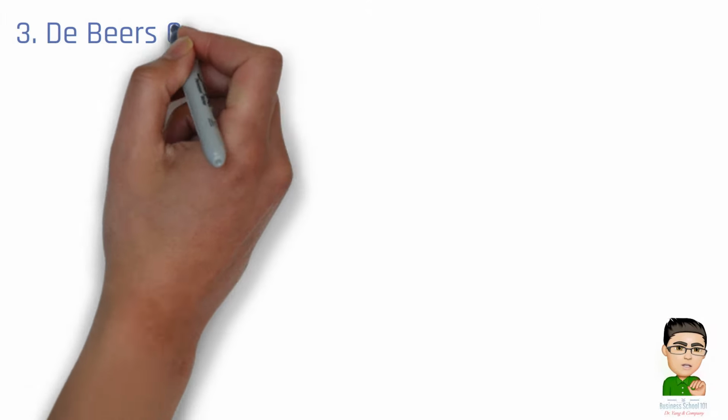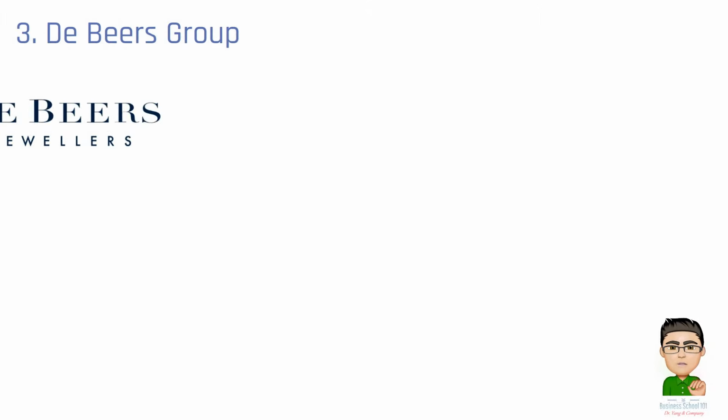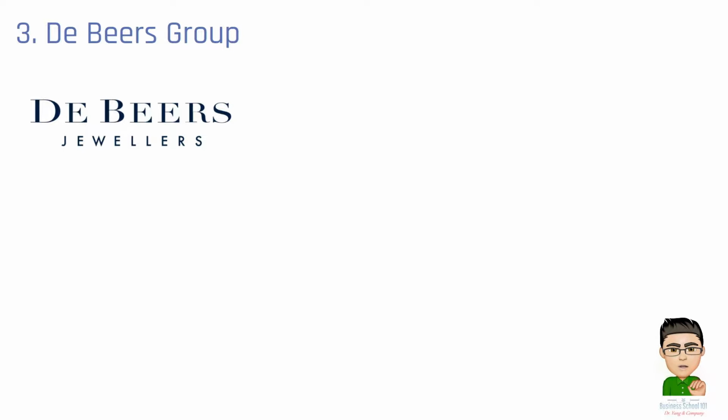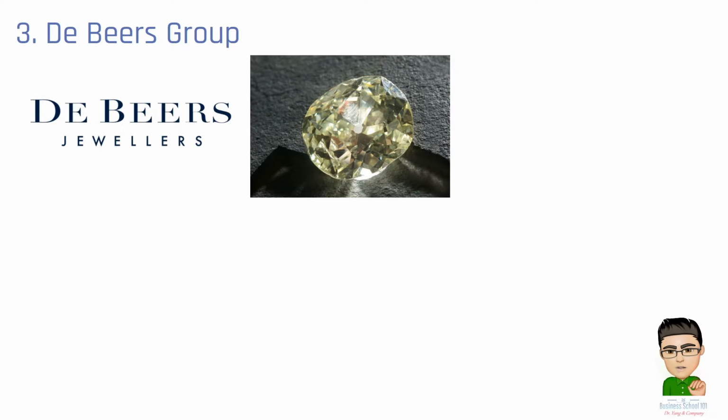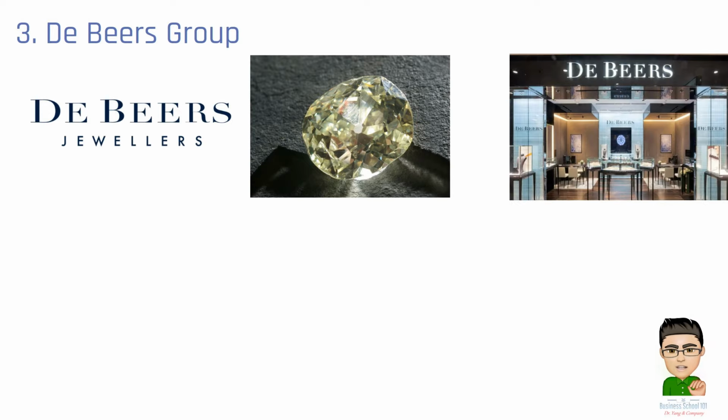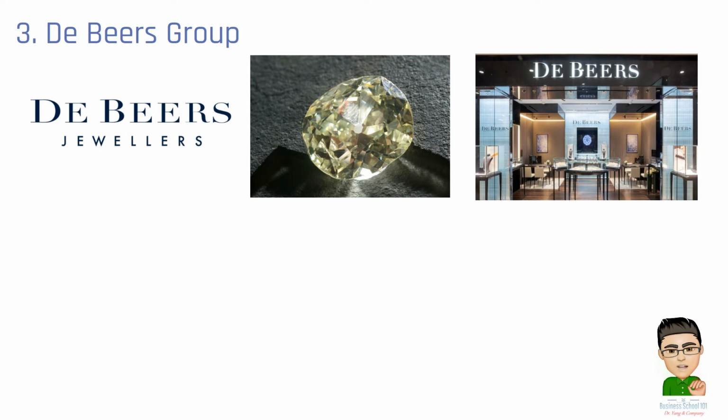Number 3. De Beers Group. De Beers Group is the world's leading diamond company with a history that dates back to 1888. It at one point controlled around 90% of the world's diamond production and distribution. Although its market share has decreased due to regulatory pressures and new competition, De Beers still wields considerable influence in the global diamond market. The company's past control over the supply of diamonds allowed it to dictate prices and terms, which is a classic characteristic of a monopoly.